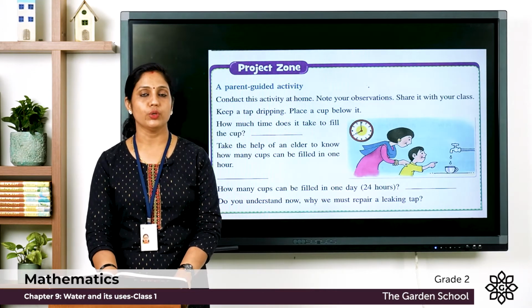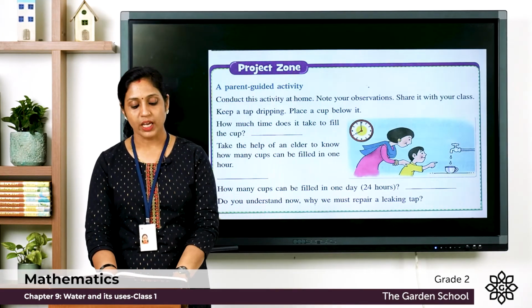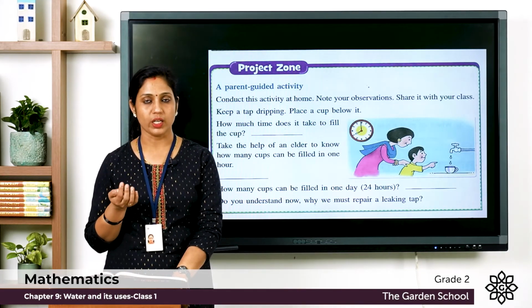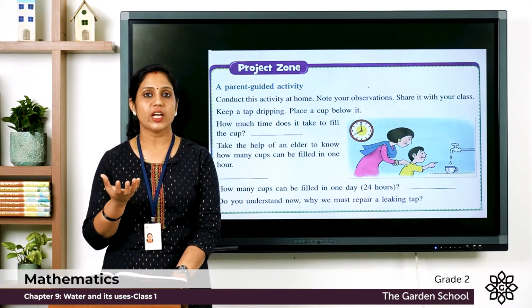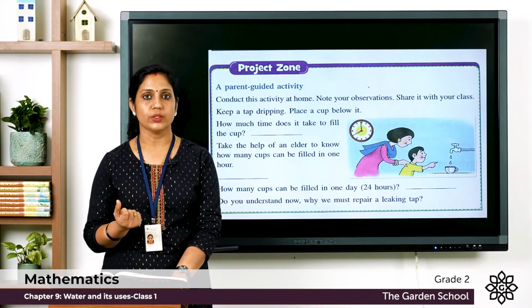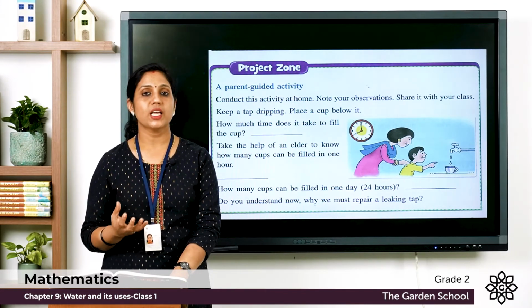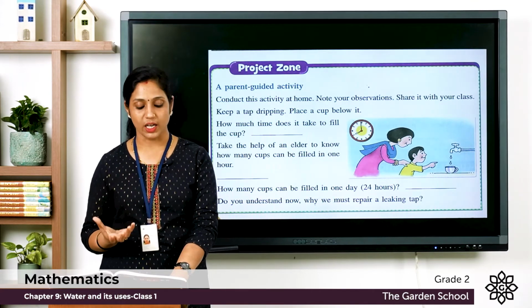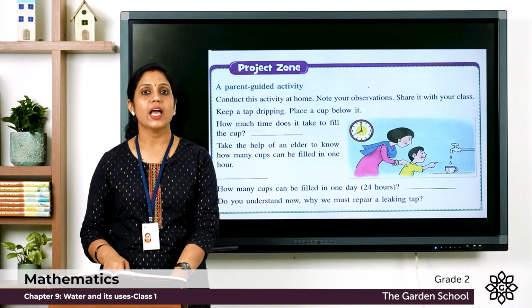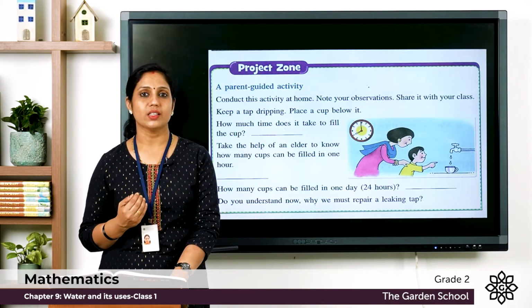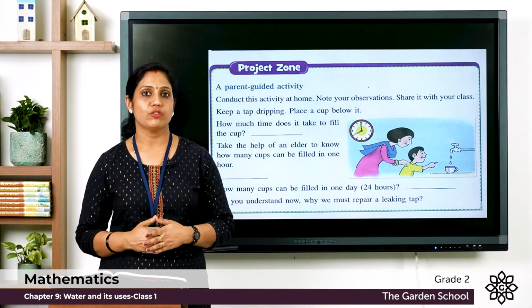So this is a project for you to do. You can keep your tap dripping, that is, it should be leaking a little. And what you have to do, you need to place a cup below it and observe how much time it takes to fill the cup. And also you have to observe how many cups can be filled in 1 hour and how many cups can be filled in 1 day. So do this project with the help of your parents and then you will understand why it is important to save water and why we should repair the leaking taps.